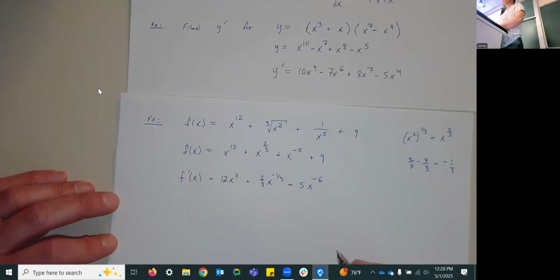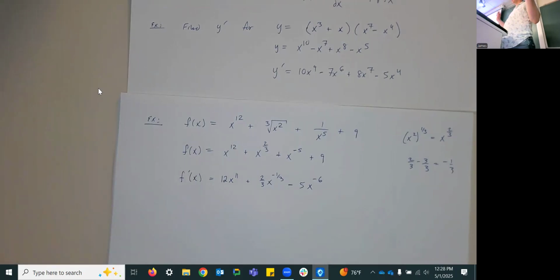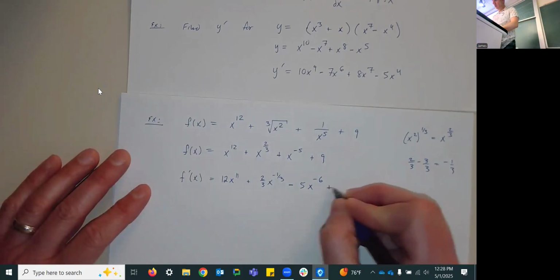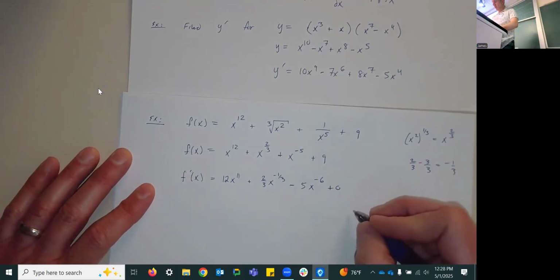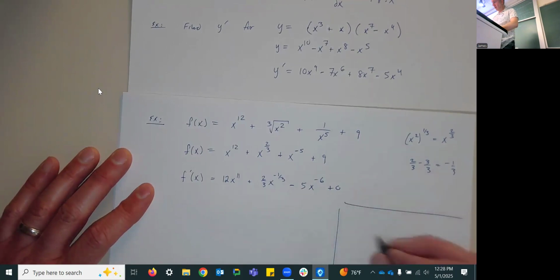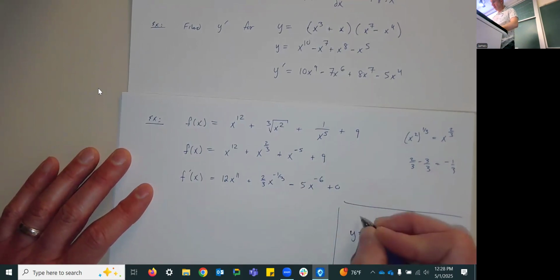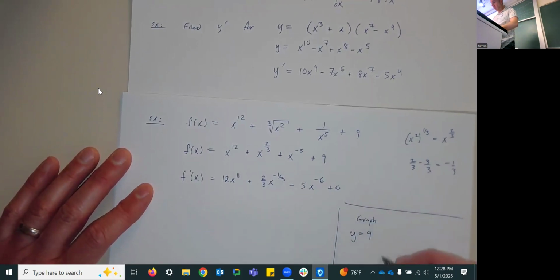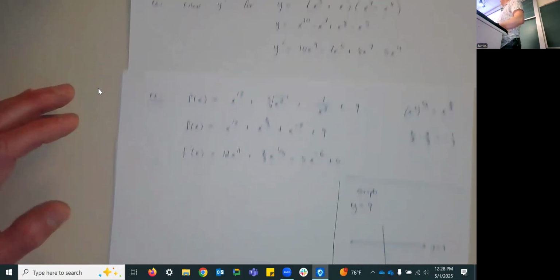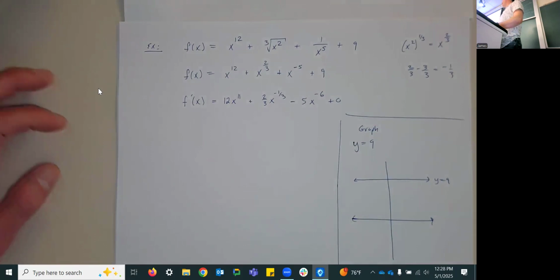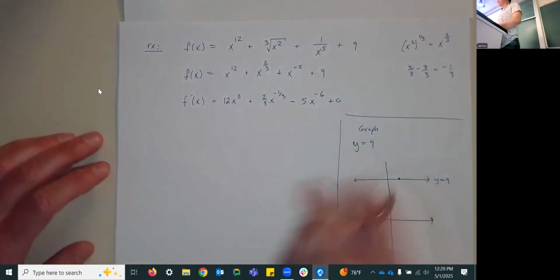It is 0, because if you think about just the function 9 on its own, so if you think about, say, graphing y equal to 9, well, if you look at the graph of y equal to 9, it's just a horizontal line. And, oh, sorry, you can't see that. Apologies. And no matter where you look on that line, the slope of that line is what?